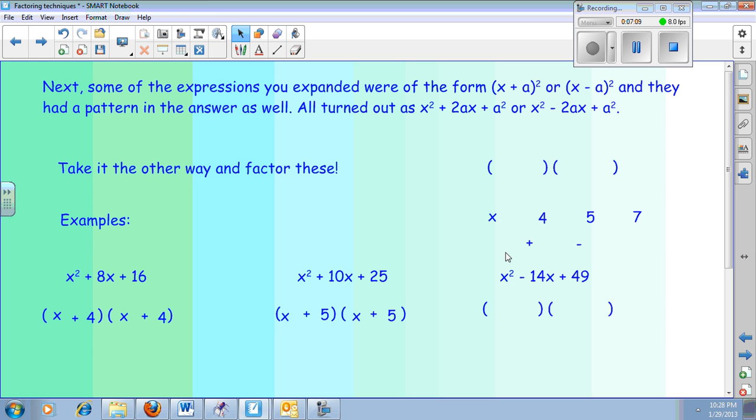The next one is x squared minus 14x plus 49. We put our parentheses down. We put our x's in. And then we look and we say, oh, 49 is a perfect square. The square root of that is 7. Twice 7 is 14. It must be the number. So let's put our 7's in. Only this time, we notice that it's minus 14x. So because it's minus 14x, we need to use minus for both of our binomials.